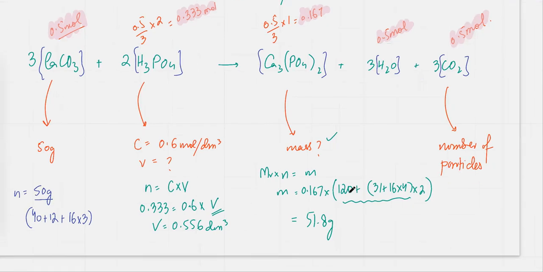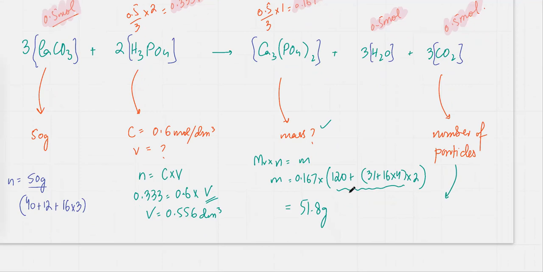Grams. Last one, figure out the number of particles. There was another formula that we did, which was that moles is the number of particles divided by the Avogadro's constant. So all you have to do is take the moles 0.5 multiplied by the Avogadro's constant, you'll get your answer, which would be, I think, 3.01 times 10 power 23. Yes sir. Okay, so this one would be our answer.